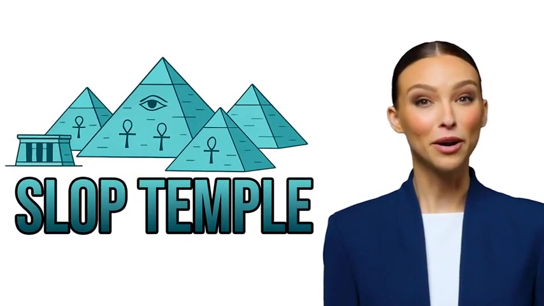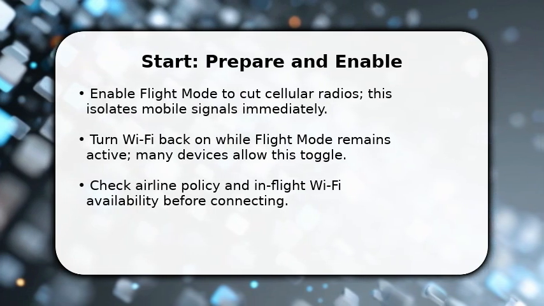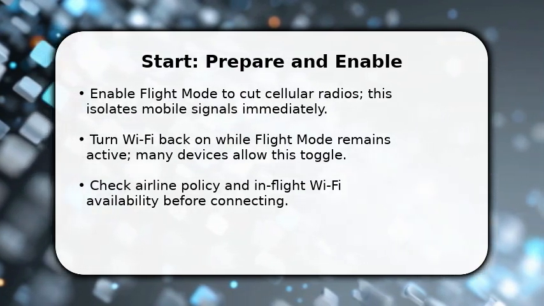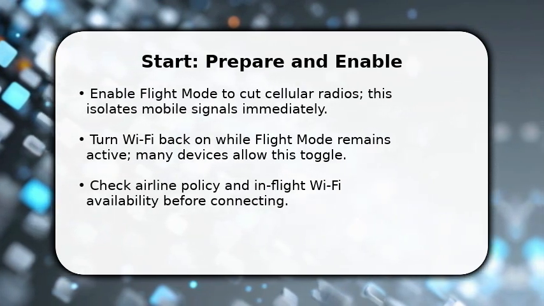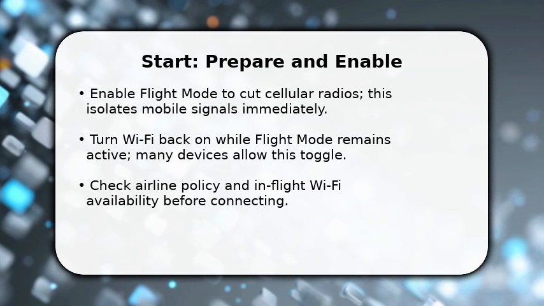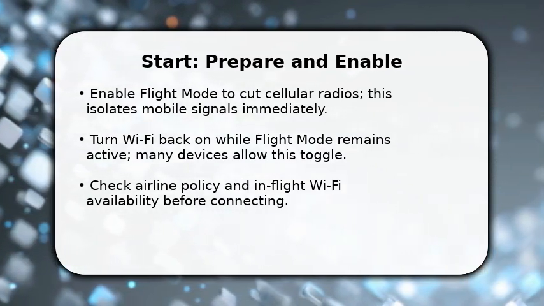We pray this video helps. You begin by switching on flight mode to disable cellular radios. This satisfies regulations and prevents roaming charges. Once flight mode is active, turn Wi-Fi back on from settings or the quick panel. You're reactivating only the data radio the airline allows.